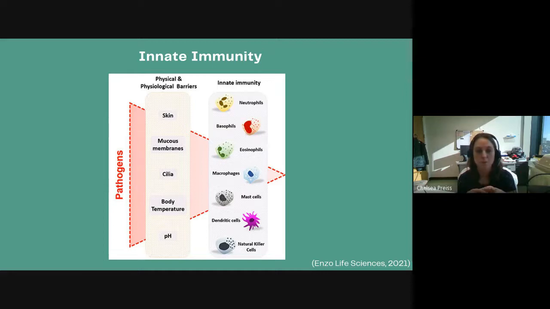And these are important because they release inflammatory cytokines that help initiate the next phase, which is the adaptive immune response. They do this by presenting an antigen to a T cell, which is a type of adaptive immune response cell. Dendritic cells can also present to T cells, so those are just some ones of note.